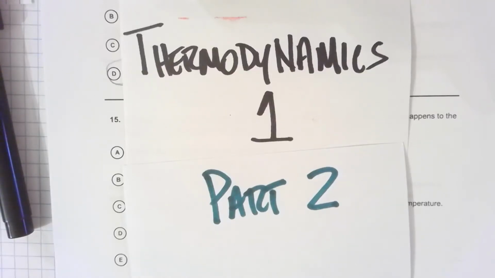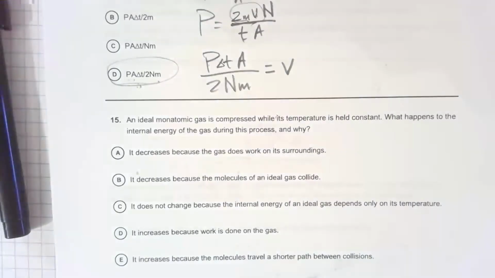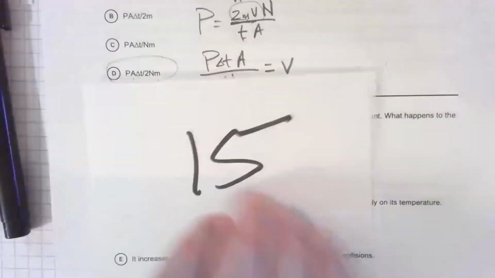Alright, here we go. Thermodynamics 1, Part 2. So it's going to be numbers 15 to the end. I think it's 27 questions. So we are on 15.